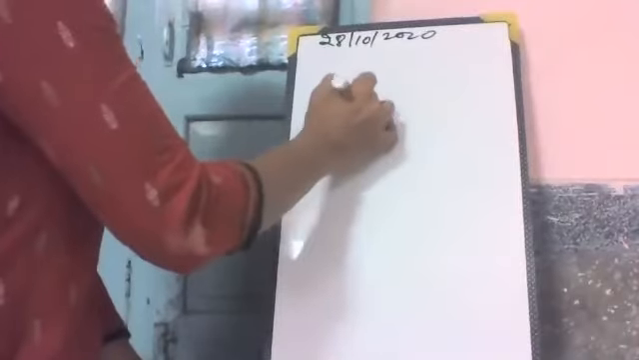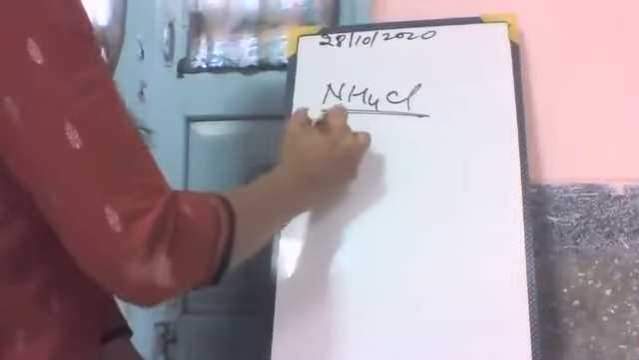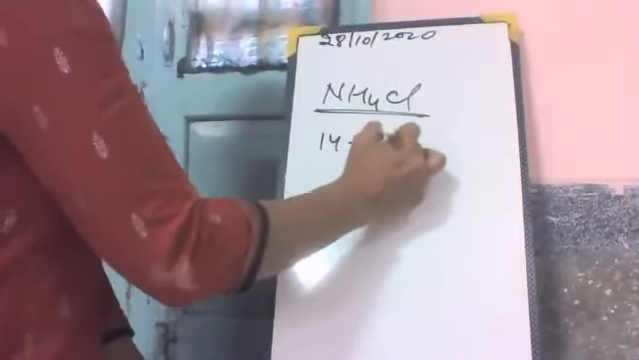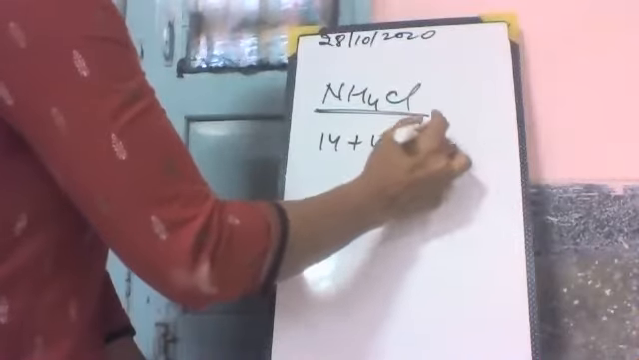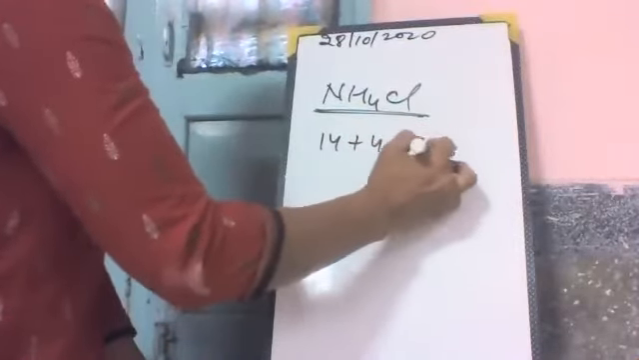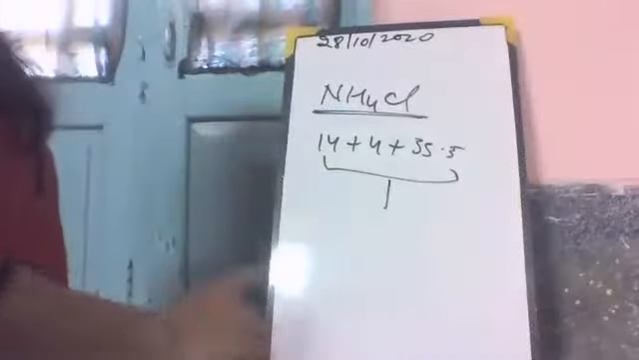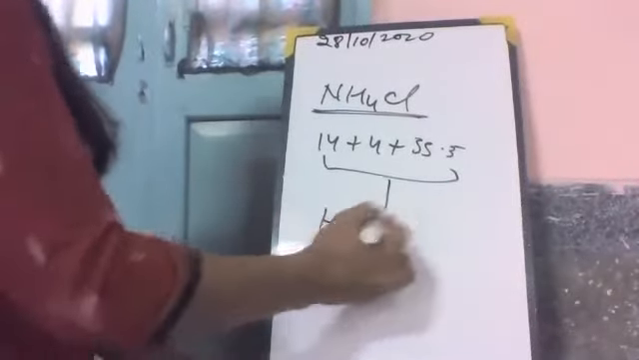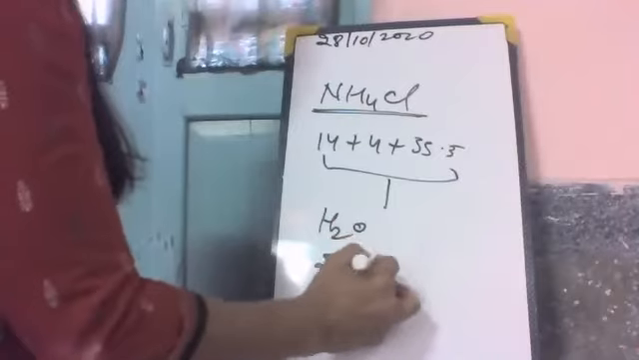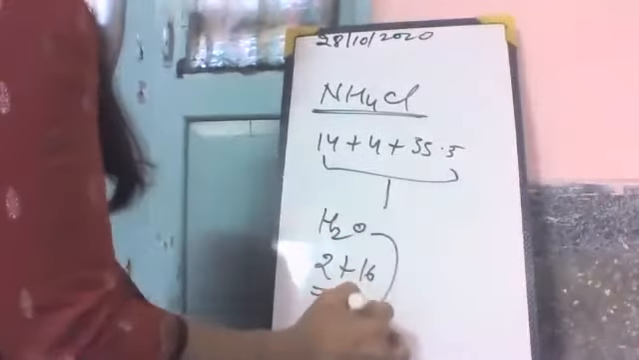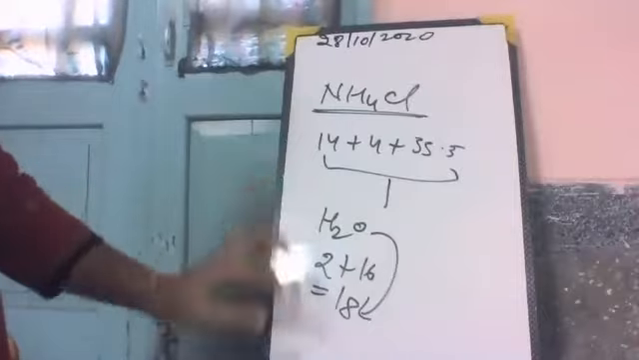Suppose this is the molecule and the molecular mass is 14 plus 4 plus 35.5. This is the mass of this. The total mass of this is the mass of ammonium chloride. We can see H2O. So 2, and oxygen is 16, and it is 18. The molecular mass of water is 18. So it represents the molecule and molecular mass also.